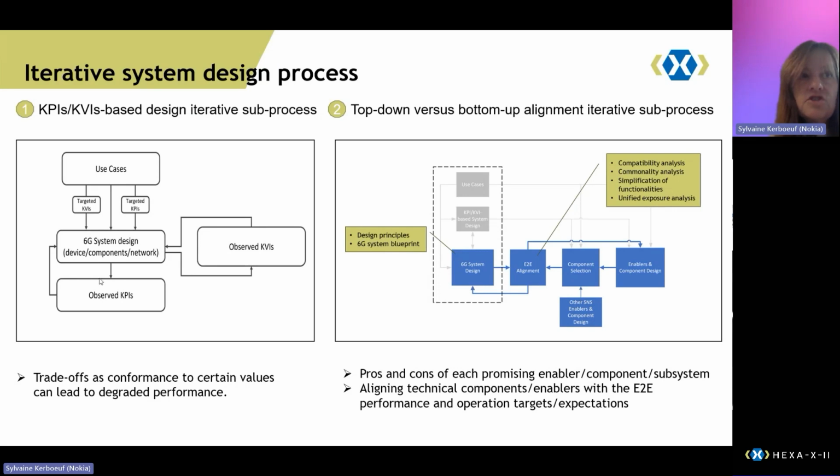Of course, during this process, we have to make some trade-offs, as conformance to the key value of sustainability can lead to degraded performance. The second sub-process is much related to having this alignment between the top-down approach, where we design the system, and the bottom-up approach, where each individual component is developed.